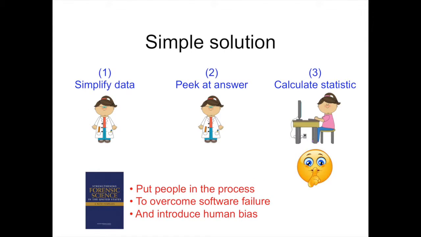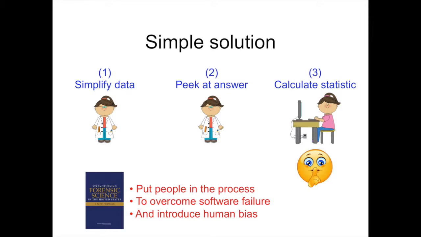So what people have done for 15 years is to have a simple solution. And this is approximately what they do. If the data is too complex, simplify the data. Throw out the data you don't want to look at. Keep the data you do want to look at. Within the data you want to look at, choose which peaks you want to look at. Choose how much of each peak you want to look at. So you begin by simplifying the data.